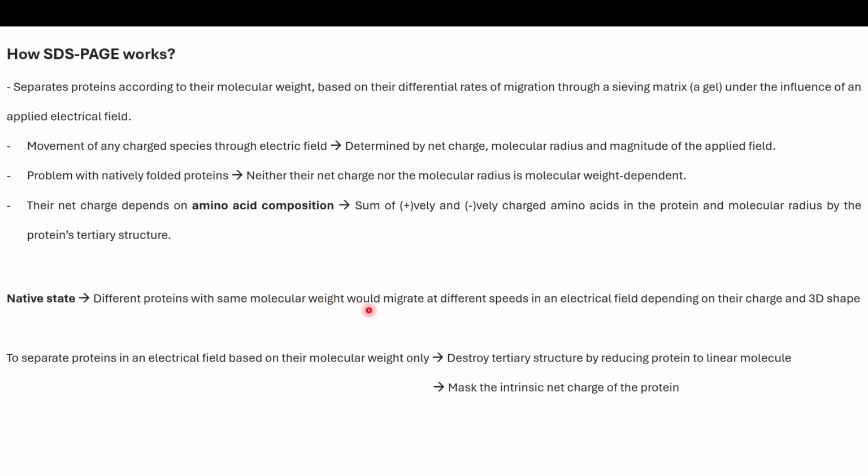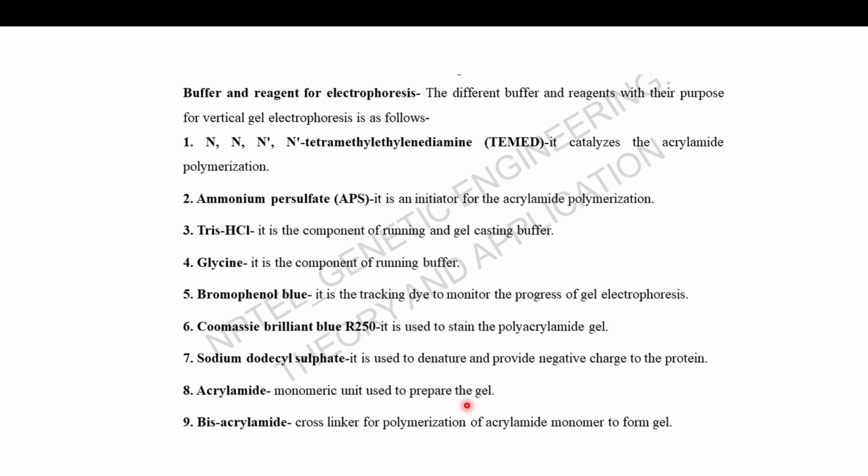Different proteins with the same molecular weight can migrate at different speeds in an electric field depending on their charge and 3D shape. Now, to separate these proteins in an electric field based on their molecular weight only, one needs to destroy the tertiary structure, the overall properly folded structure, by reducing the protein to a linear molecule, and also mask the intrinsic net charge of the protein.